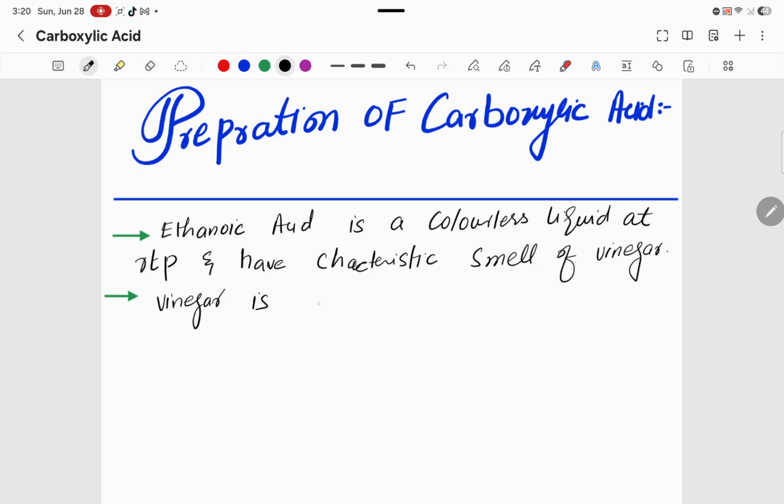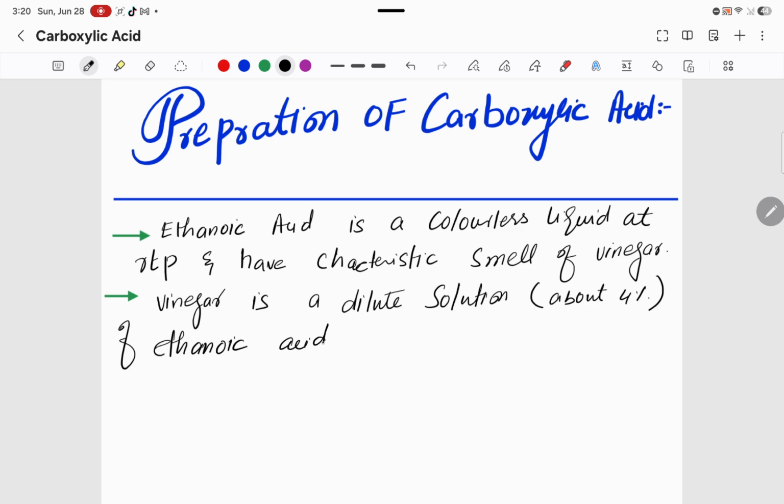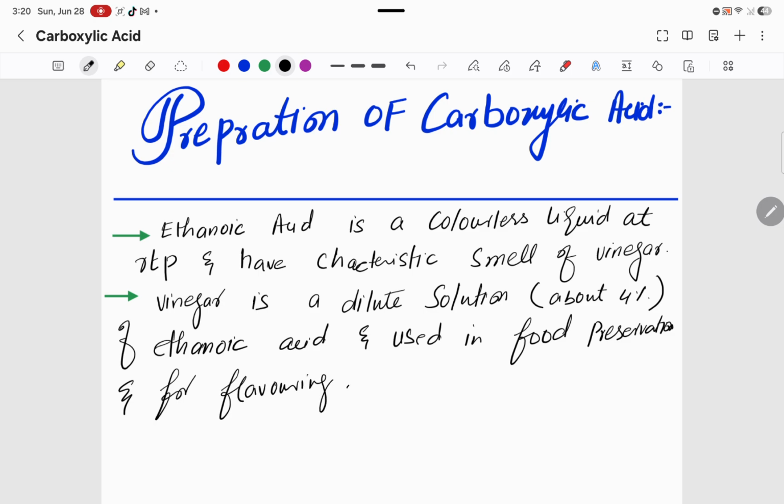While vinegar is a dilute solution, about 4% of ethanoic acid, and used in food preservation and for flavoring.